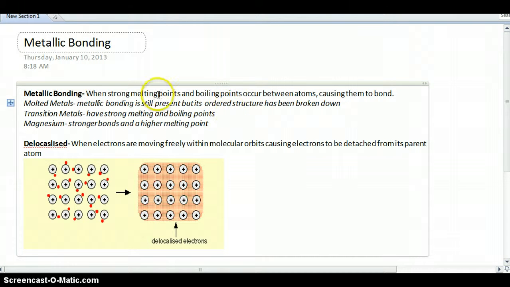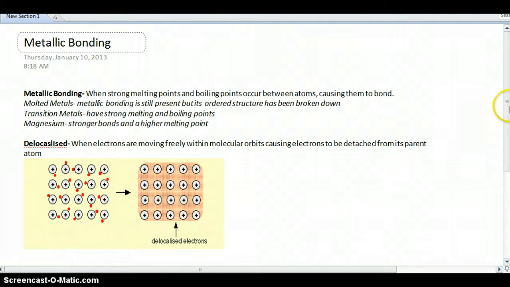Now, when metallic bonding occurs, the electrons become delocalized. So what does delocalized mean? It means electrons are moving freely within molecular orbits, causing electrons to be detached from their parent atom. So when an element is at a high melting point and boiling point, the atoms will loosen up and become delocalized.